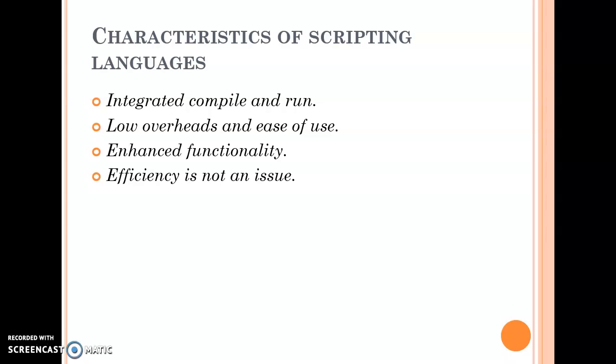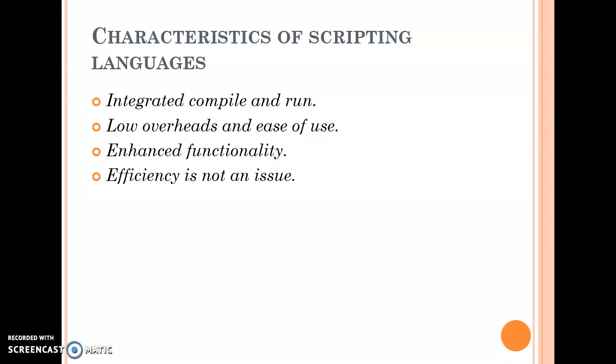So next one, lower overheads and ease of use. By using variables and data types, strings and data structures, we can ease the programming. So it is easy to execute an interpreted language. Next one, enhanced functionality. Most languages have enhanced functionality in some areas. For example, most languages provide string manipulation based on regular expressions, while other languages provide easy access to the low-level operating system. So by using string manipulation and regular expressions, we can easily enhance the programming.